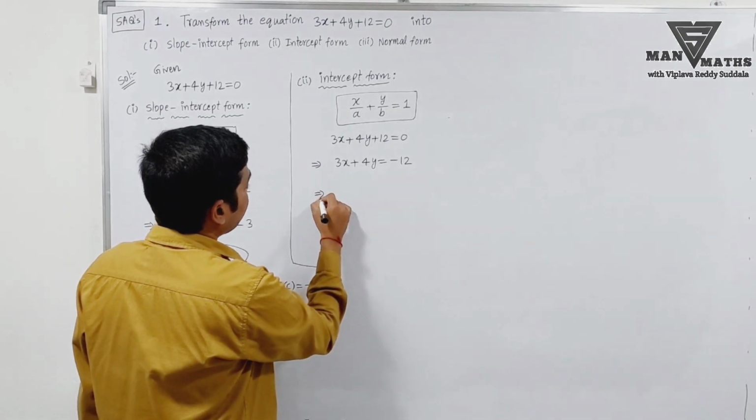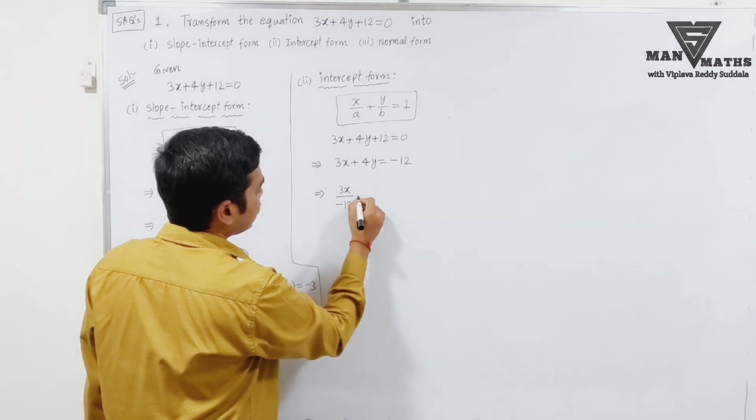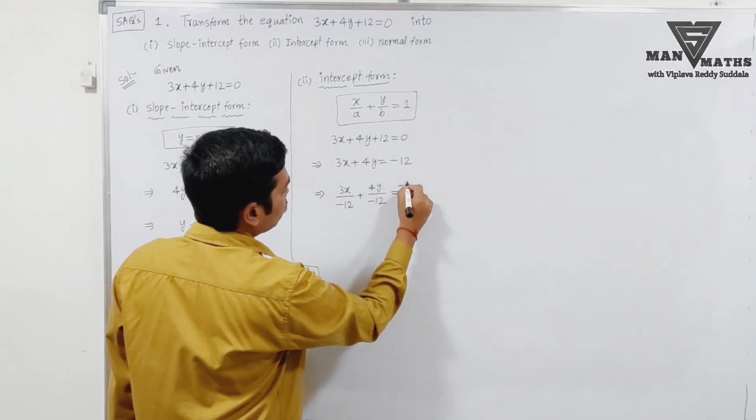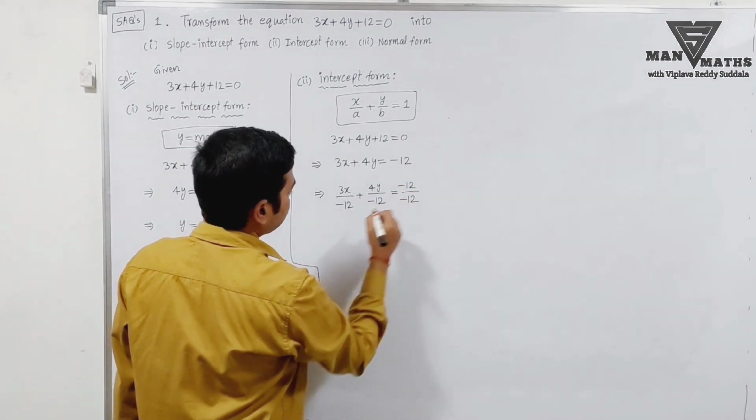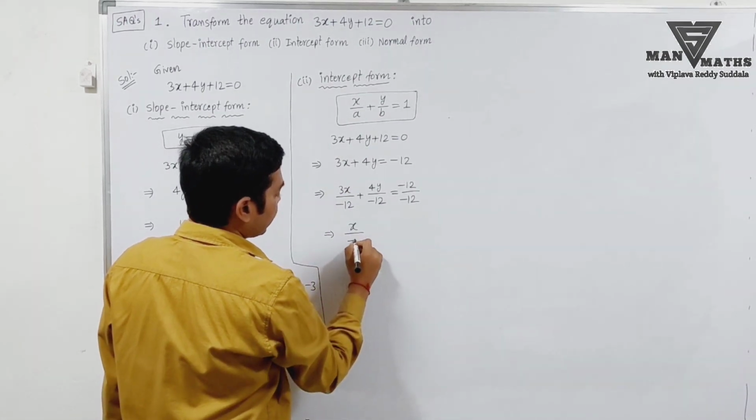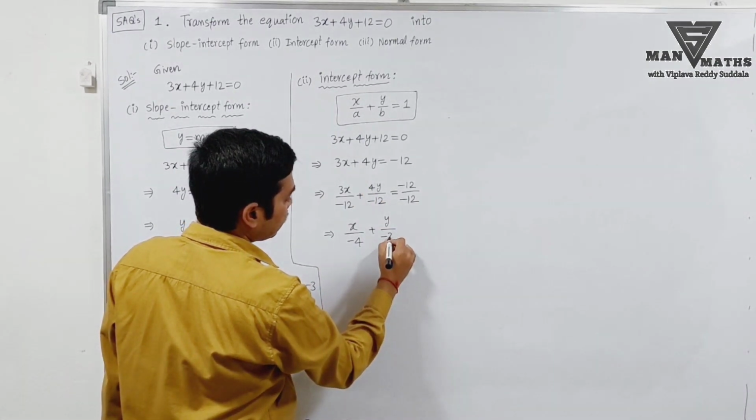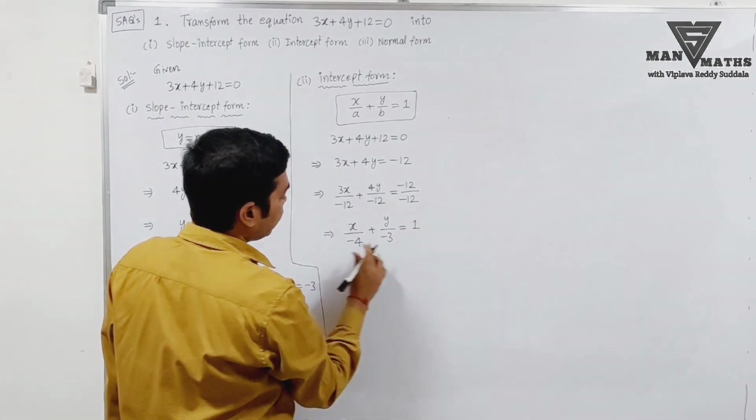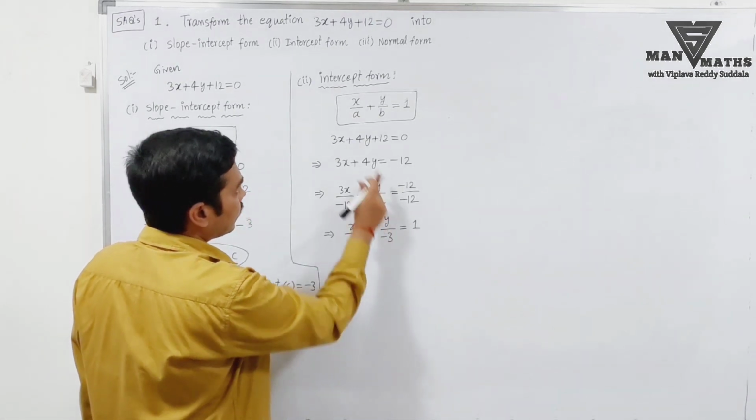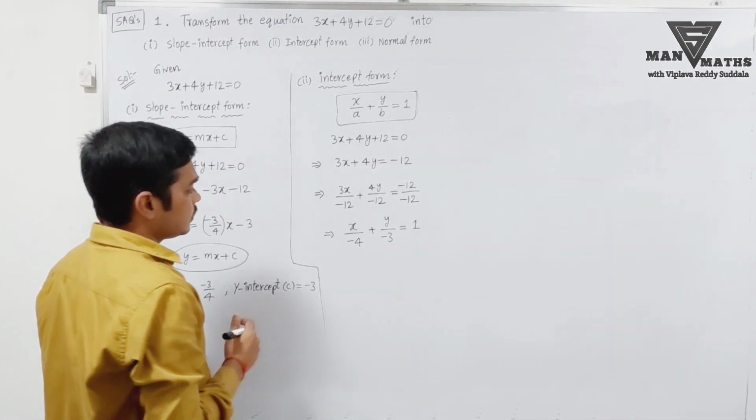Dividing each term by minus 12, that is 3x by minus 12 plus 4y by minus 12 equal to minus 12 by minus 12. From this equation, we get x by minus 4 plus y by minus 3 is equal to plus 1. It is in the form of x by a plus y by b equal to 1. This is the intercept form of a straight line.